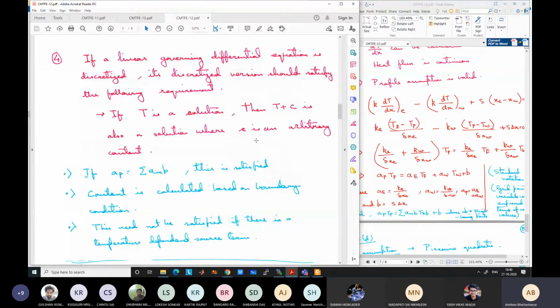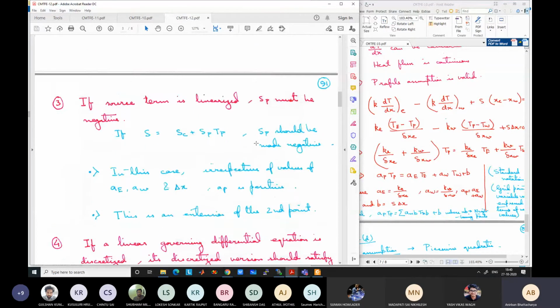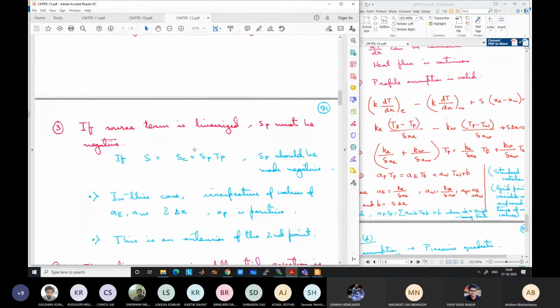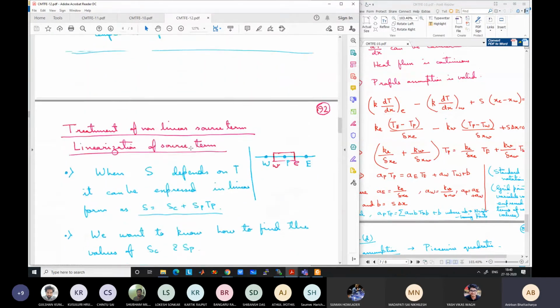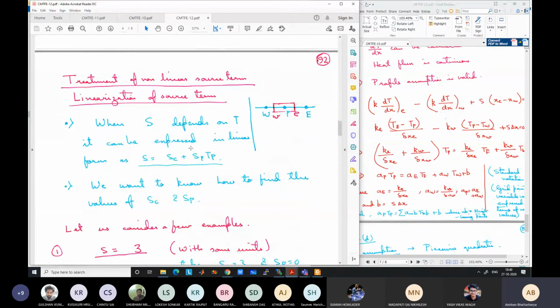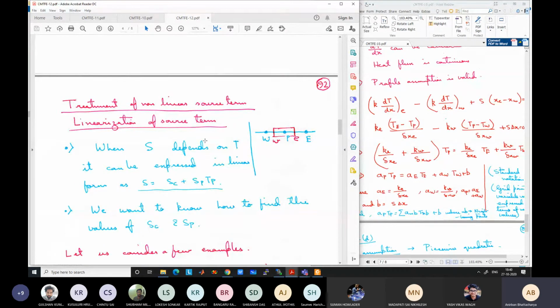So these are the 4 conditions. The important part is that the heat flux and this AP, SP has to be made negative. So this brings us to our next part: how to make this SP negative for different cases, and this is known as source term linearization.